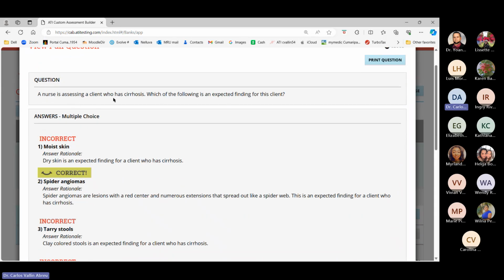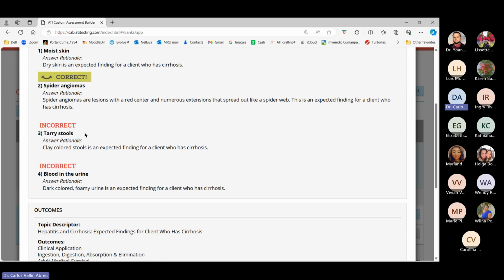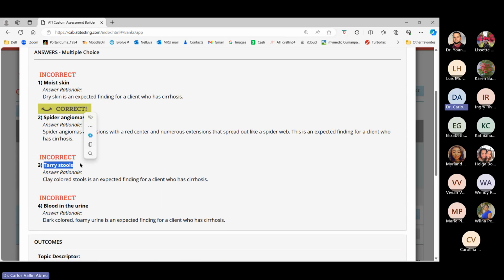A nurse is assessing a client who has cirrhosis. Which of the following is an expected finding for this client? Moist skin, spider angioma. Do you remember the spider angioma? Yes. Tarry stool? No, because if the client is not bleeding, they don't need to have tarry stools. And blood in the urine? No. They can have tarry stools if the varicose vein starts bleeding, but this is not mandatory for all clients with cirrhosis.